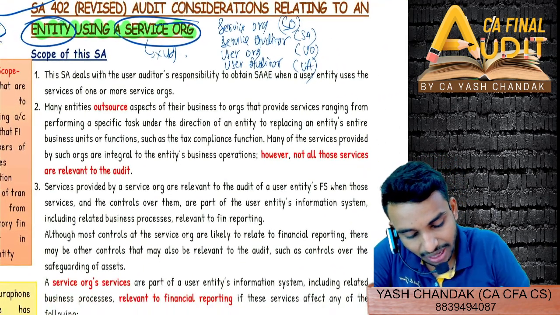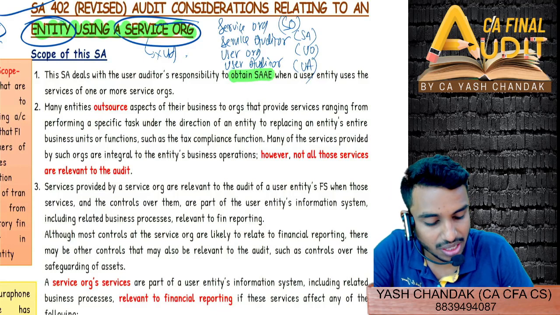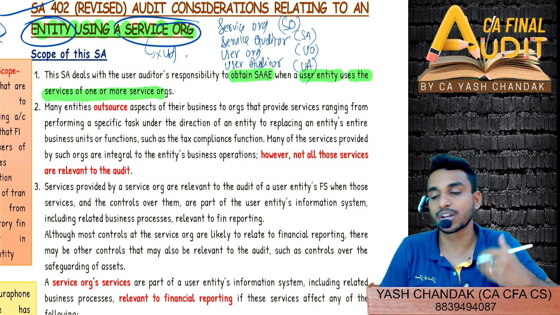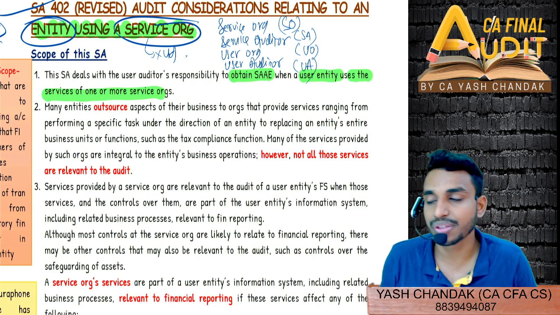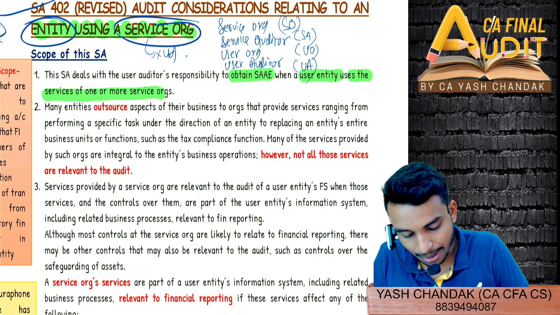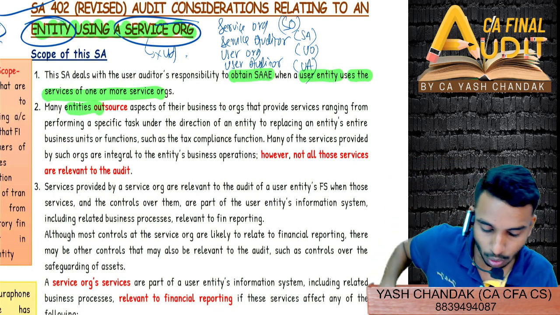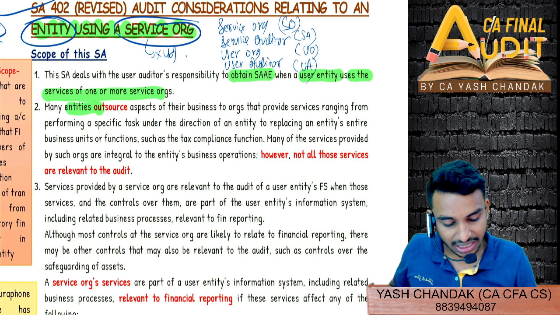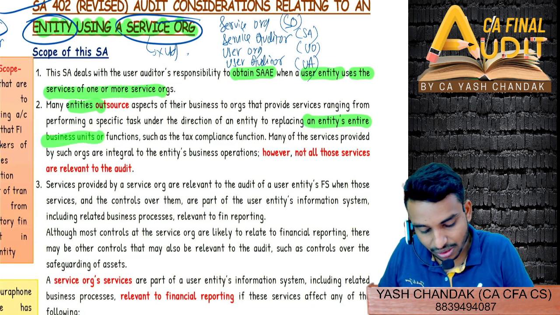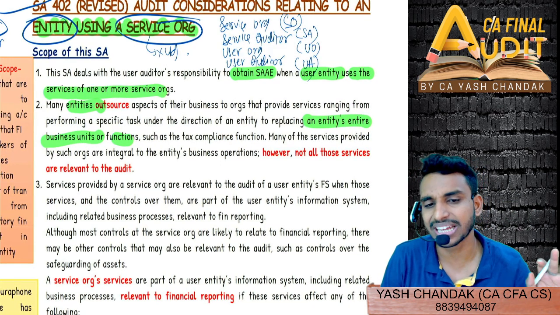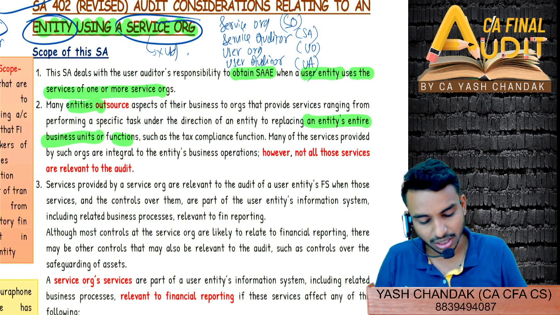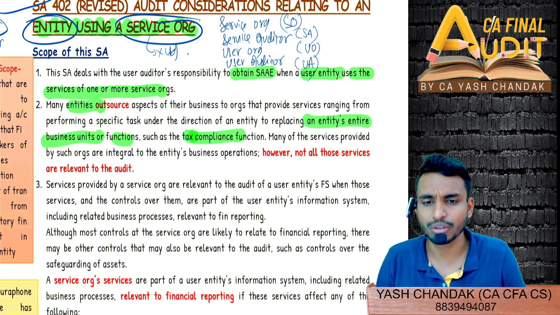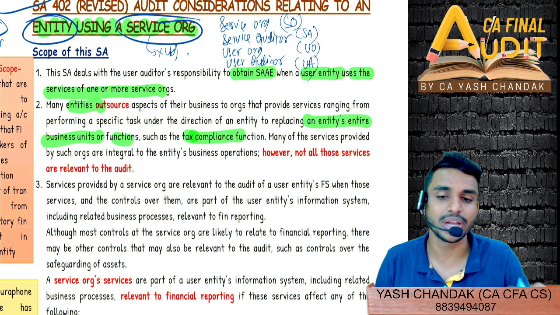Within the scope, you will see that we have to obtain sufficient appropriate audit evidence when a user entity uses the services of one or more service organizations. So whenever we have outsourced one or more works to another entity called a service organization, this SA 402 will apply. Many entities outsource aspects of their business to organizations that provide services ranging from performing a specific task under the direction of the entity to replacing an entity's entire business unit or function. So you can give any sort of work. The examples they have given are tax compliance, employee benefit expenses, or any other sort of expense or activity with respect to the entity that you can outsource.